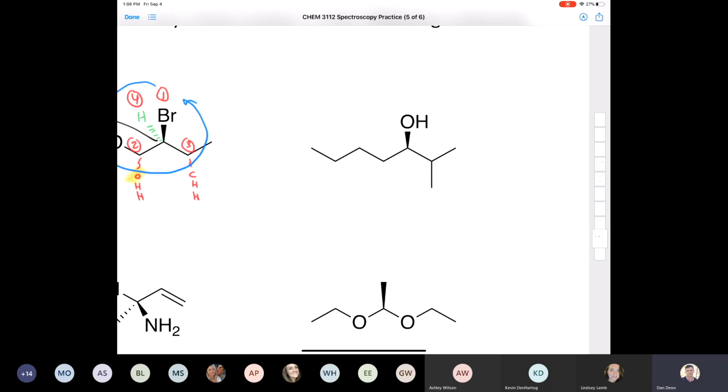Anybody have an idea about this one? Is this R or S? Yeah, Andrew says R. I think I agree with him. Let's take a little look at the stereocenter.